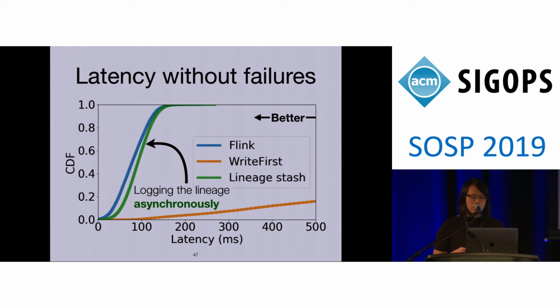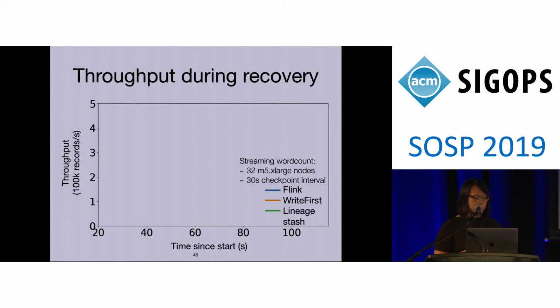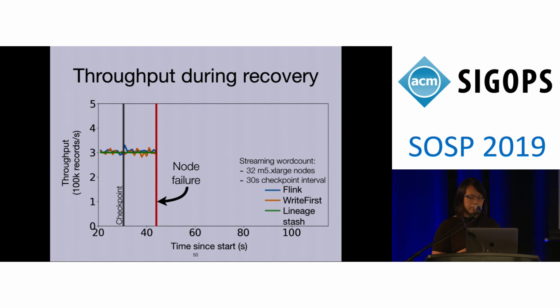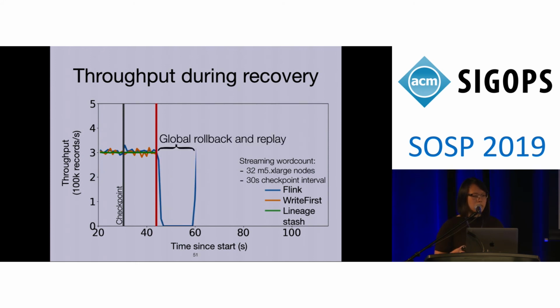So next we'll look at the performance during recovery. So here we'll start by running all of the systems until we take the first global checkpoint at time 30 seconds. And then we'll introduce a node failure at time 45 seconds. So at this point, Flink will have to roll back its entire system and then play it forward again to redo the lost work. So during this period, the throughput will drop to 0. And so it has to replay the last 15 seconds amount of work.